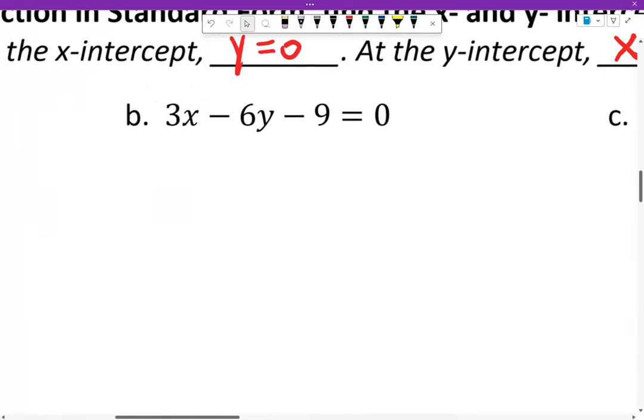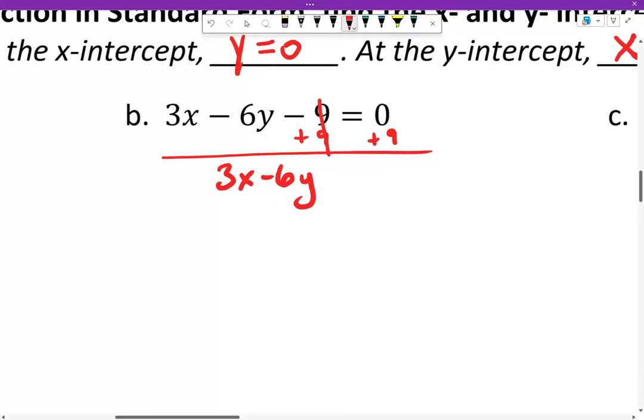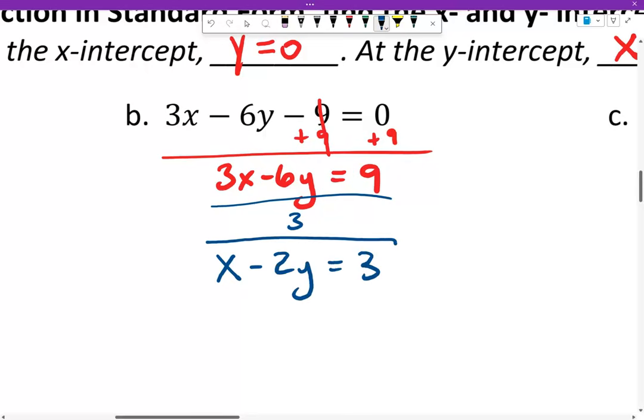Example B. The only thing out of place here is this 9. Let's move it over. 3x minus 6y equals 9. Now I can divide all this out by 3. We have a common factor here. So x minus 2y equals 3. There's my standard form. A is positive. A, B, and C are all integers. Looks good.